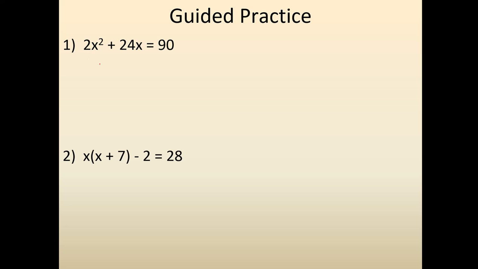All right, so what we're going to do is move this over. So we've got 2x squared plus 24x, and then I'm going to subtract the 90 over, and I get this as my quadratic. Now remember, when we go to factor, the first thing we want to do is the greatest common factor. So I could divide a 2 out of all these numbers. So that means I have a 2, and then I'm left with x squared plus 12x minus 45 equals 0.